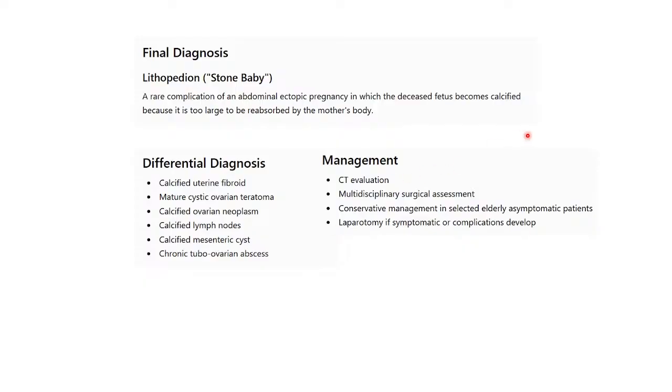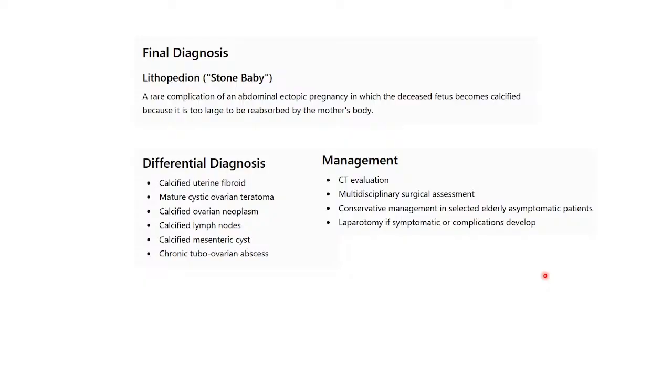So the management of a lithopedion. How do we manage a lithopedion? CT evaluation, multidisciplinary assessment, then conservative management in selected elderly asymptomatic patients. So if someone is old, there's no need to bother them. There's no need for surgical intervention. If there are no symptoms, you can just let it be.